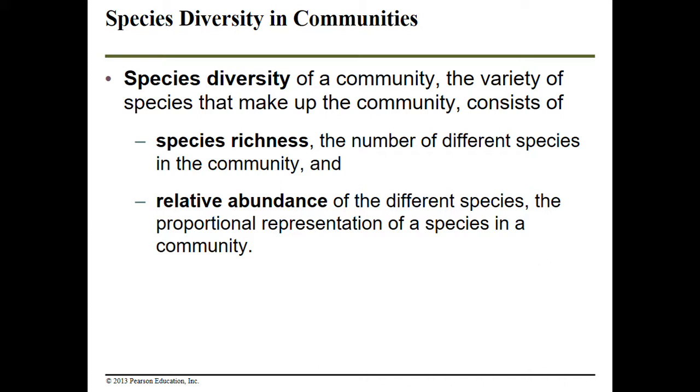With this, we measure it in two ways. One, by species richness, how many different species there are in a community, and then two, how abundant are those species, how proportionally are they represented.